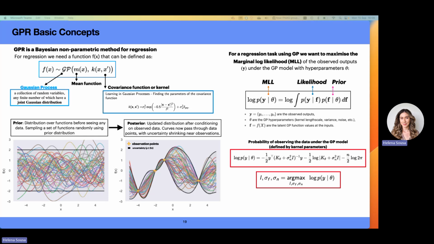And here I have a little example of one of the most used kernels, which is the Gaussian kernel, or RBF kernel, which in a very intuitive form just says that points that are closer in the input space are more strongly correlated. Then, to fit a GP to data, what we want is to learn these kernel hyperparameters. In this case, that is length scale, variance, and the noise. And we optimize them by maximizing the marginal log likelihood, MML, of our observed outputs.